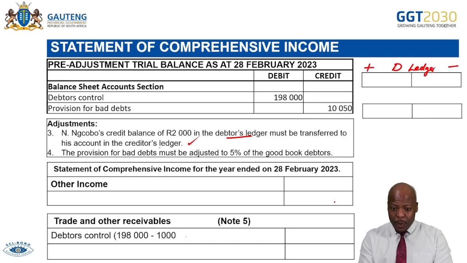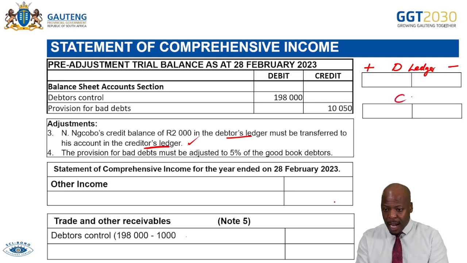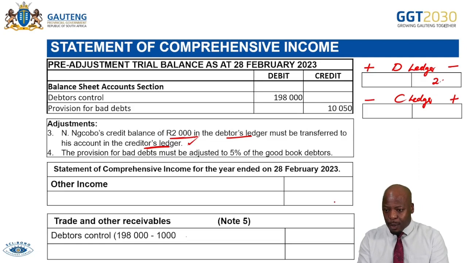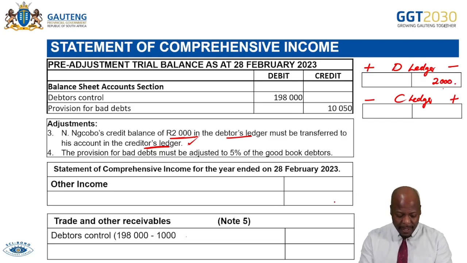It will be transferred to his creditors ledger. That means here I have my creditors ledger. That means credit, it increases. Plus, here it's minus. Are we okay? Okay. Then we are told Ngobo's credit balance of 2,000 in the debtors ledger. In the debtors ledger, we have a balance of 2,000. That is there. Okay? In the debtors ledger, we have a credit balance of 2,000.